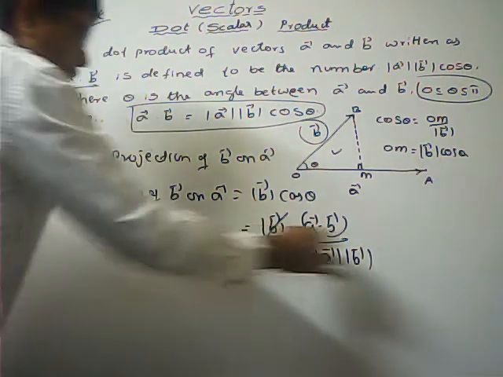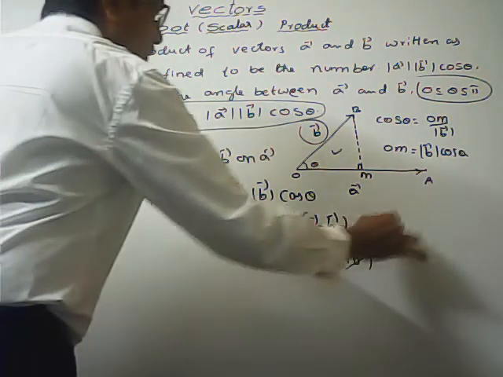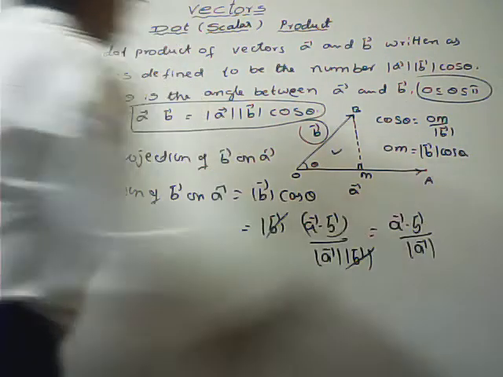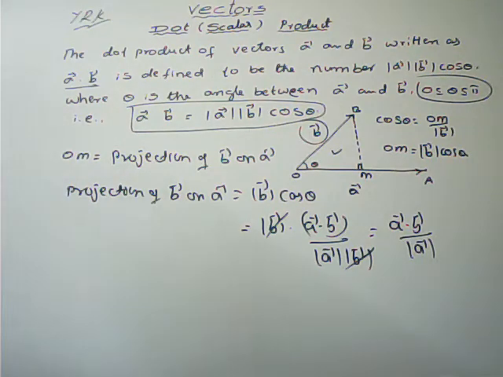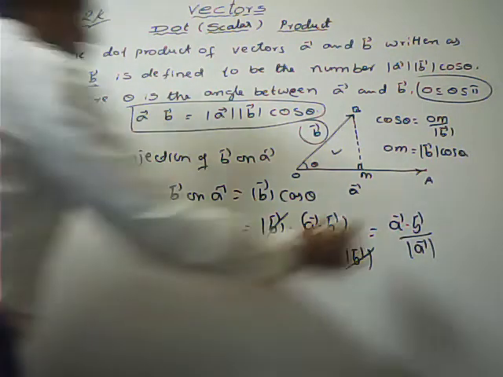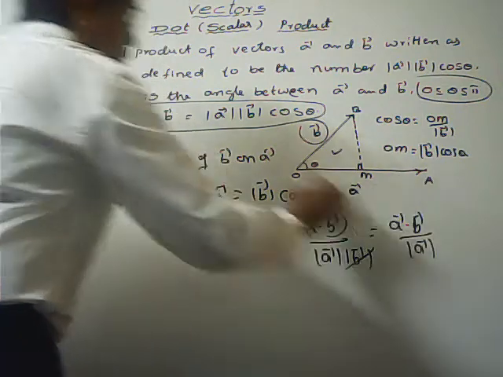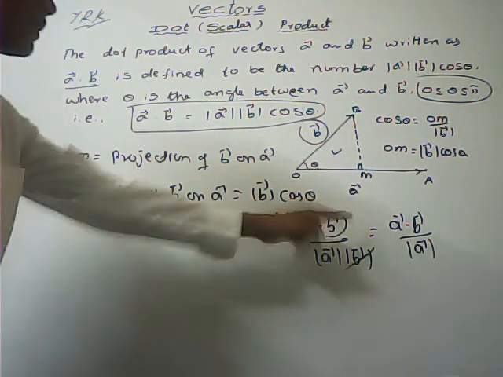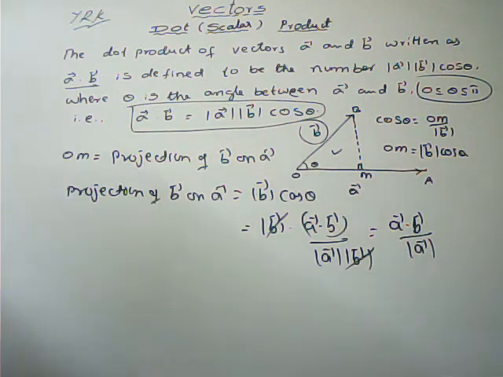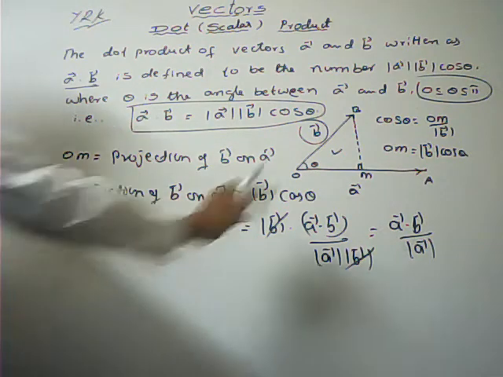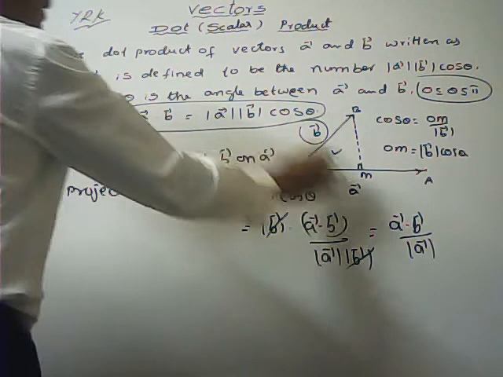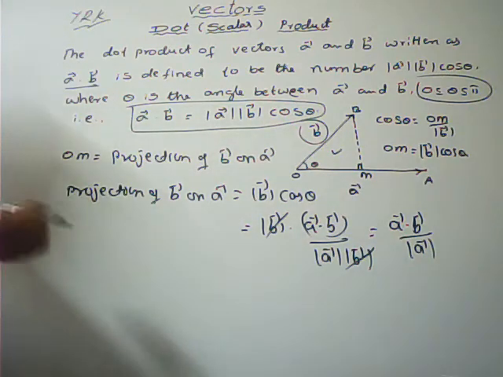So these two get cancelled. What we got here is A bar dot B bar by modulus of A bar. This is a scalar quantity, and it is the scalar projection of B bar on A bar, always A bar dot B bar by modulus of A bar.